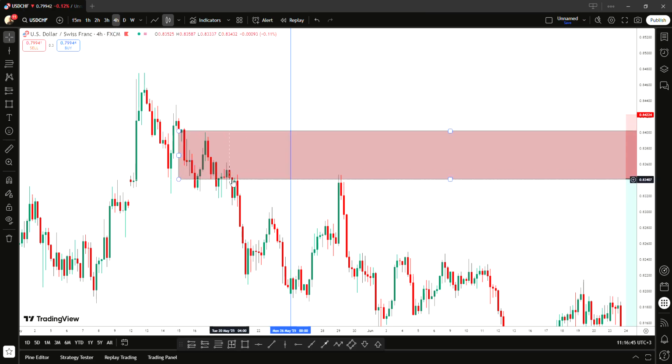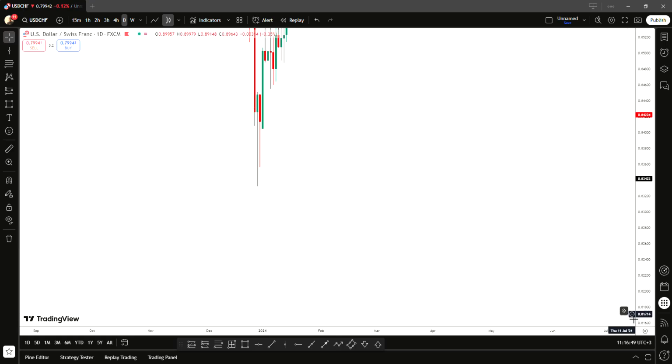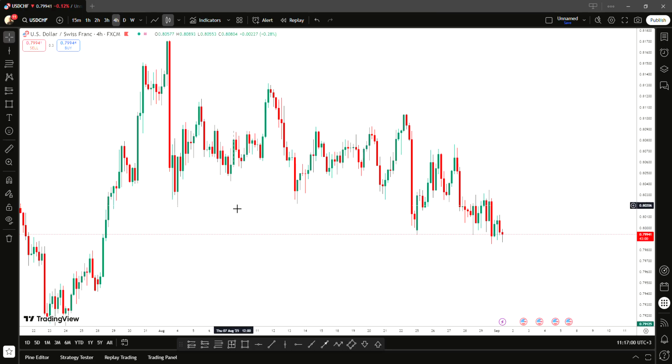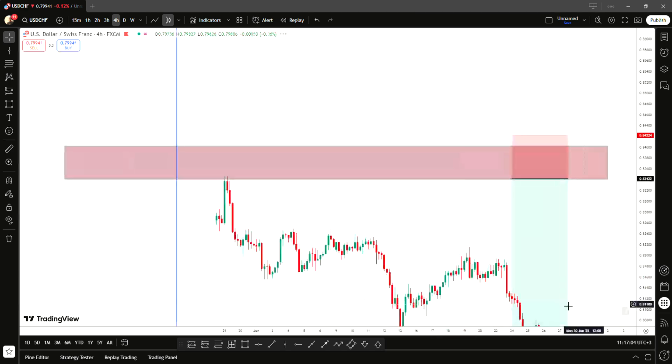Now we have to get a valid zone. On the daily, we have a zone. Let me just show you on the daily. On the daily, we have a zone. It is there, marked very well on the daily. When I come to the 4 hour, I don't see the zone. When I come to the 4 hour, I don't see a clear zone to refine in.